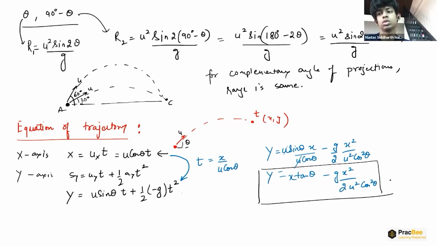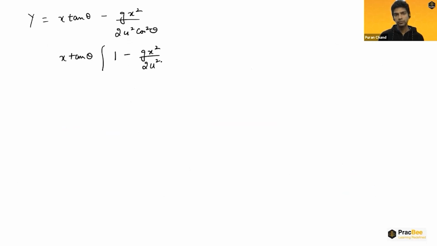Okay. So this is form one. If I take, say, x tan theta common in this equation, say I have y equals x tan theta minus g x square upon 2 u square cos square theta. If I take x tan theta common, I will get 1 minus g x square upon 2 u square cos square theta, and I have x tan theta in the denominator. So this cos theta will get cancelled out, and one x will get cancelled out.